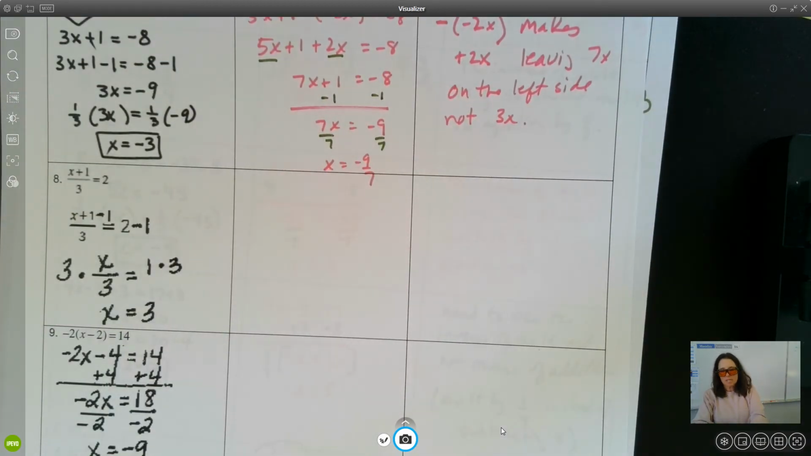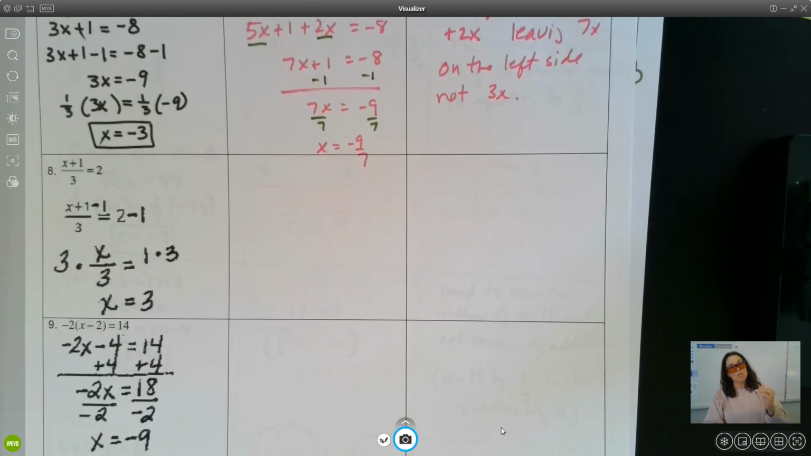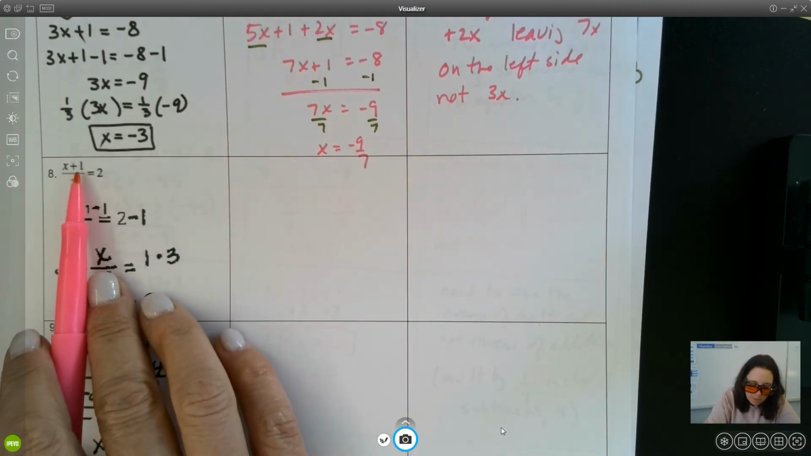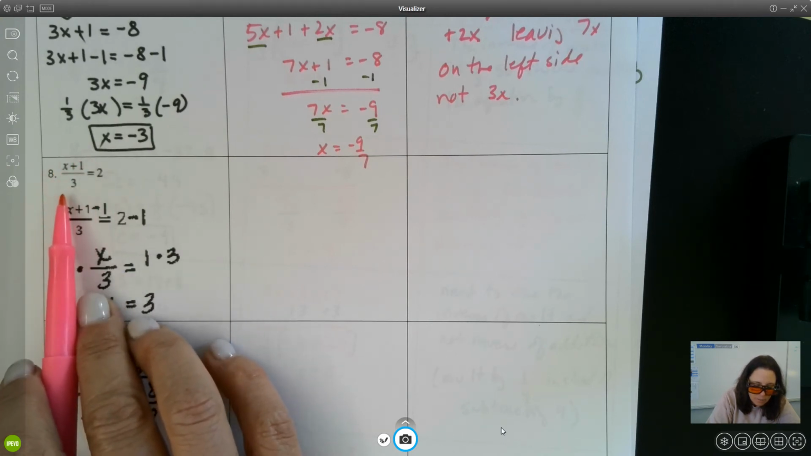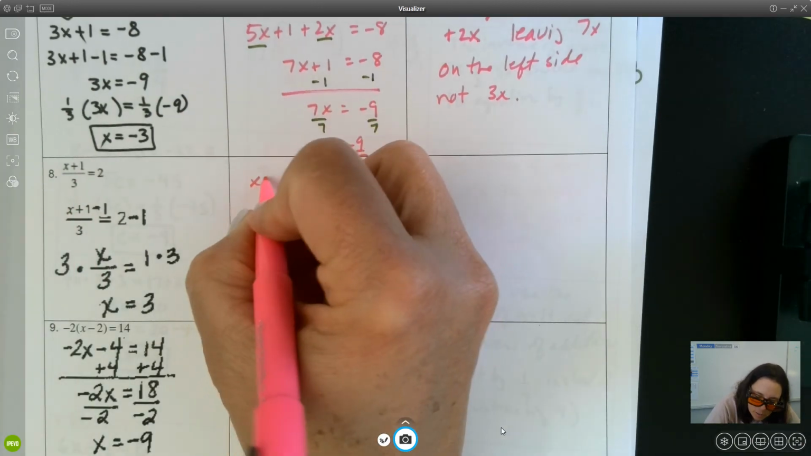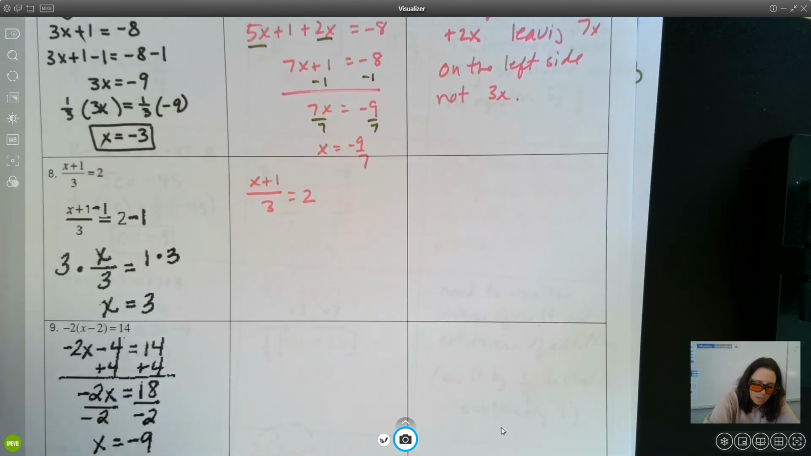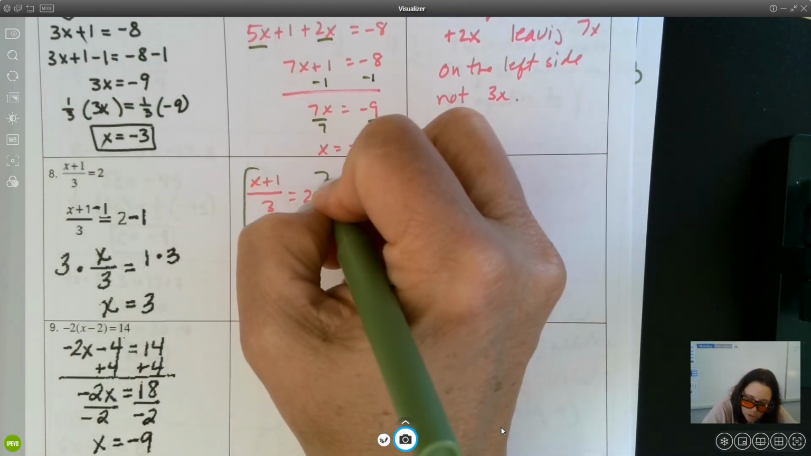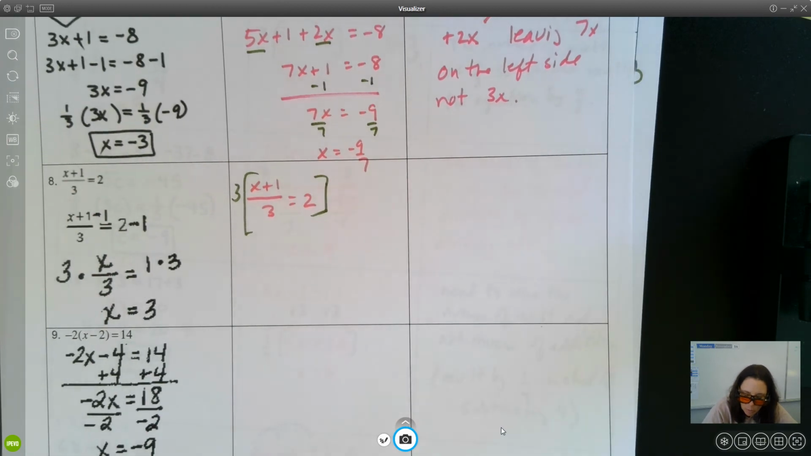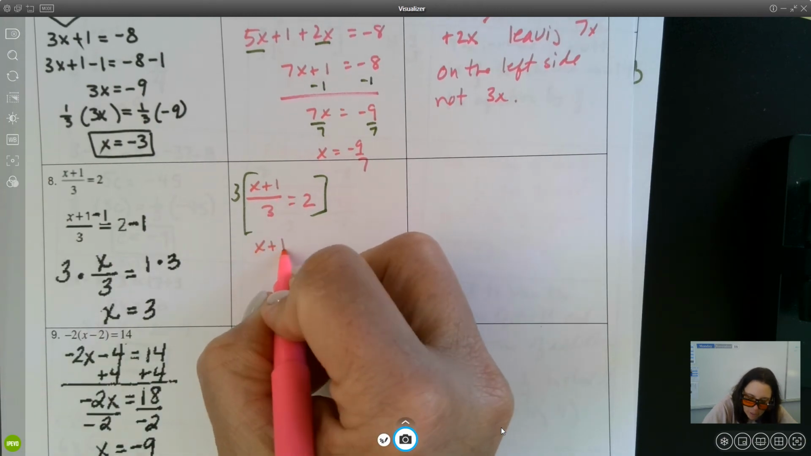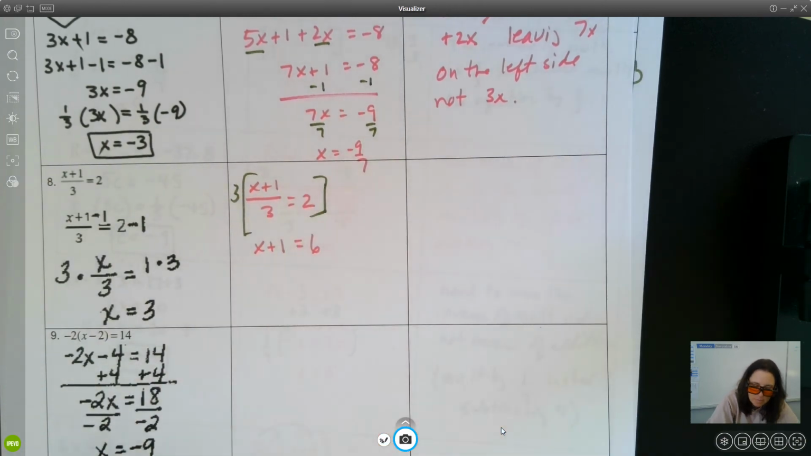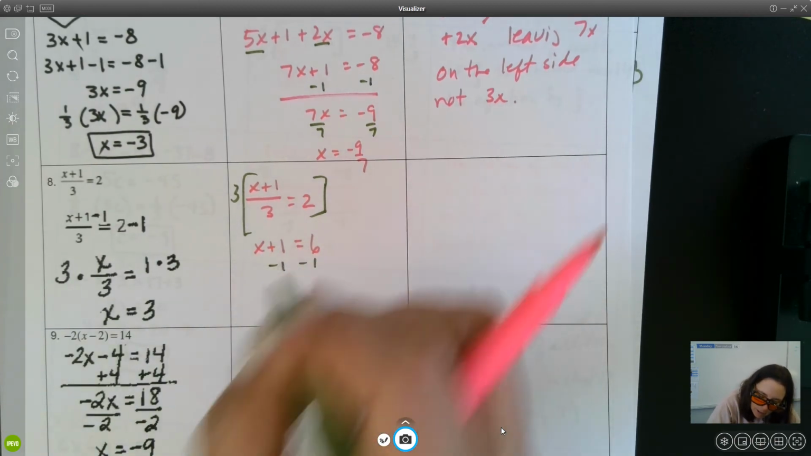Alrighty, number 8, we're getting there. Here's another example that has a big giant division fraction bar. Don't think you're going to subtract 1 from both sides. This is really x over 3 plus 1 over 3, so x plus 1 over 3 equal 2. Your first step is to multiply the whole equation by 3. When you multiply the whole equation by 3, these 3's cancel. That was the whole point of picking a 3. And 3 times 2 is 6.